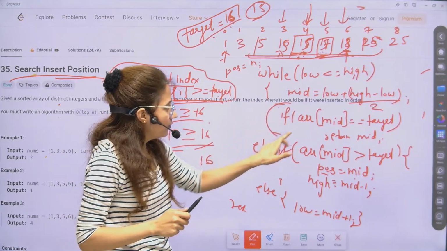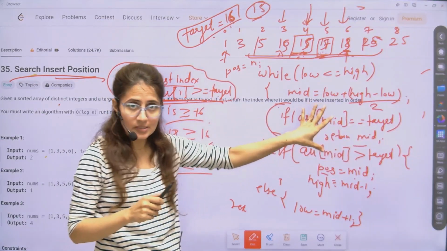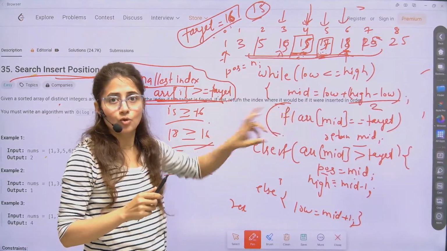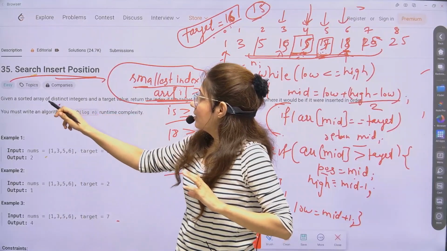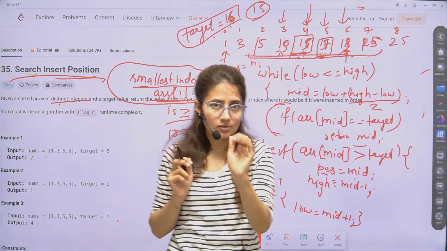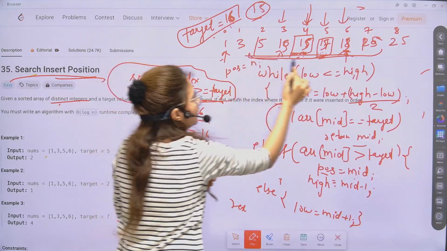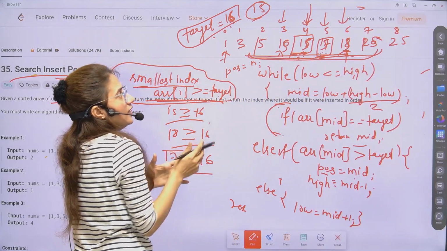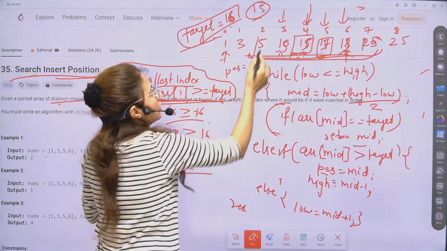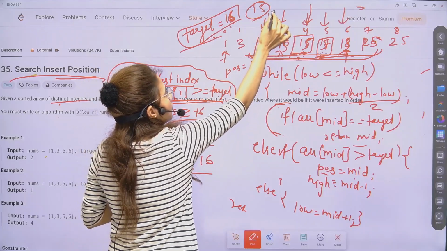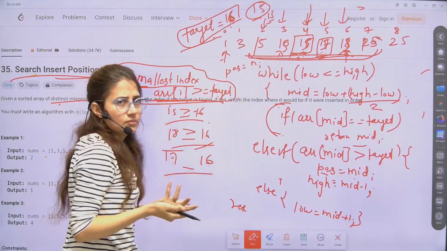This condition, if array mid is equal to target return mid, you can only write when the given array is of distinct integers. You have to take care of this thing. If everything is 15 till here, then definitely if you want to insert a new 15, at first you will insert 15 here. Yeah, we can insert 15 here at second.